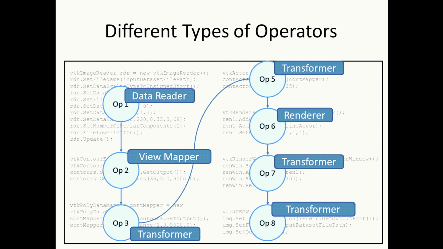In this case, operator 1 is a data reader and is responsible for transforming the raw input data encoded as a binary float array into VTK image data, a format that the view mapper can generate the isosurfaces geometry from. See operator 2. The surfaces geometry is then appended with the wireframe and finally fed into the renderer, labeled as operator 6. The rendered data is then magnified by operator 7 and finally transformed into a JPEG by operator 8.